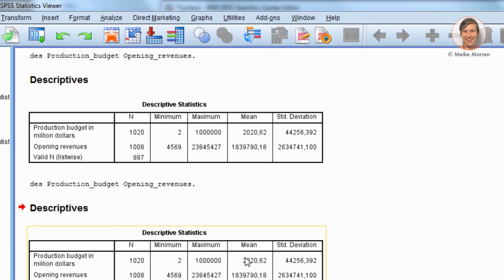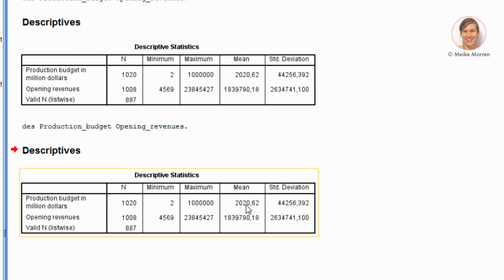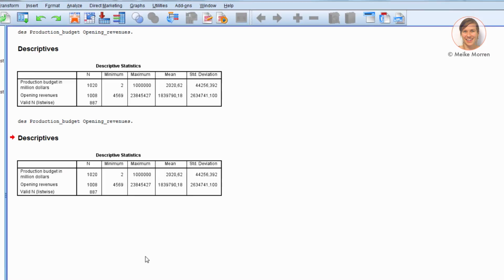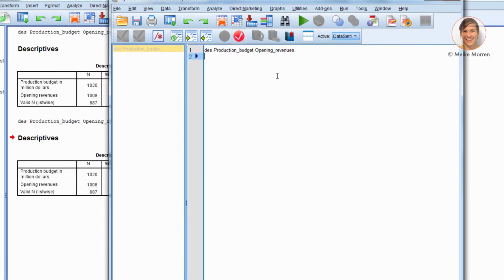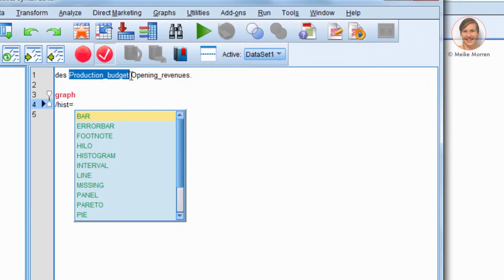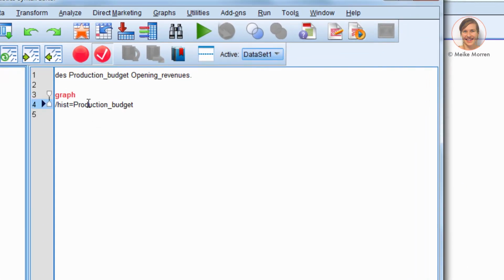As you can see, the mean budget is $20 million. And the mean of the opening revenues, which is in dollars, is $1,840,000. So you see that the ranges are very different for the two variables. What we don't see is whether there are outliers. Run a histogram.